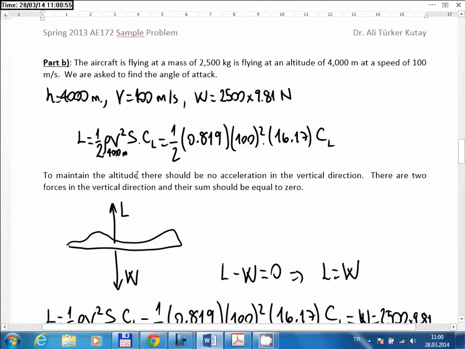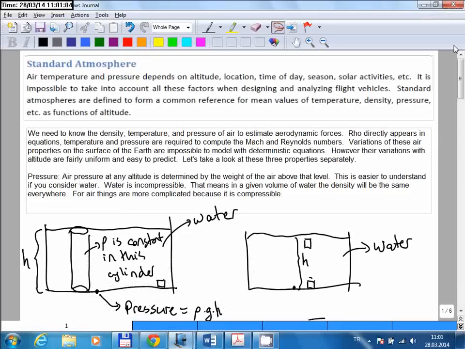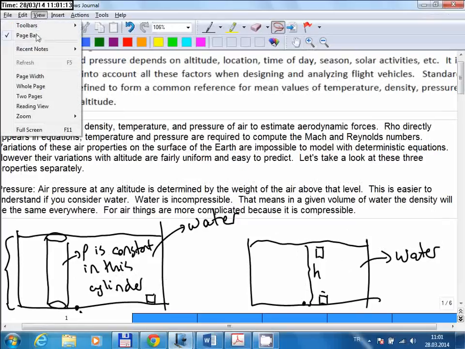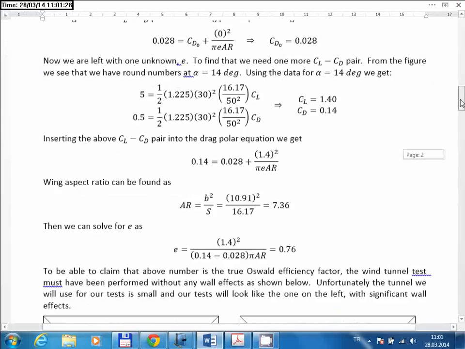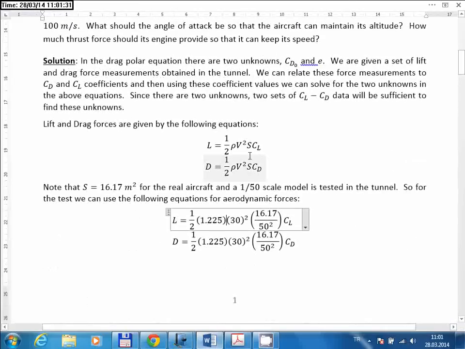And so where did I get this value? I took that value from a standard atmospheric table, which is what I would like to talk about today. Aerodynamic forces obviously depend on air properties, and air density itself directly appears in the equations. So in these equations, we need to know the value of the air density, which is represented by this Greek letter rho.